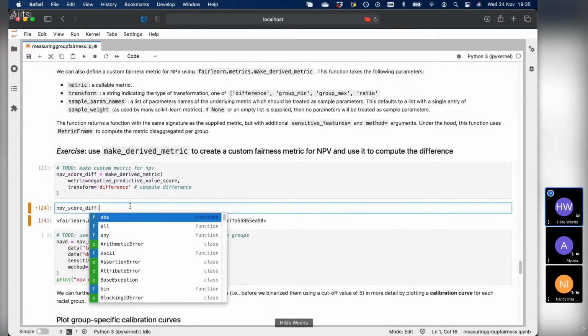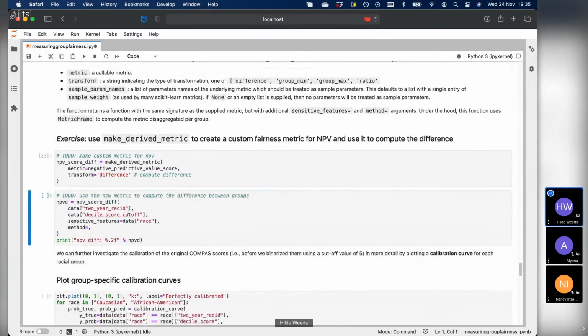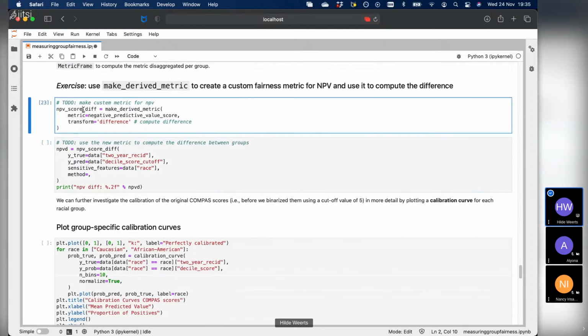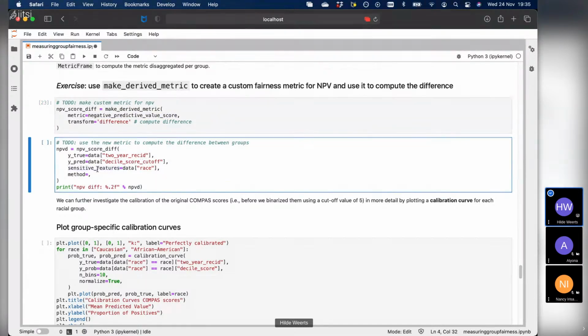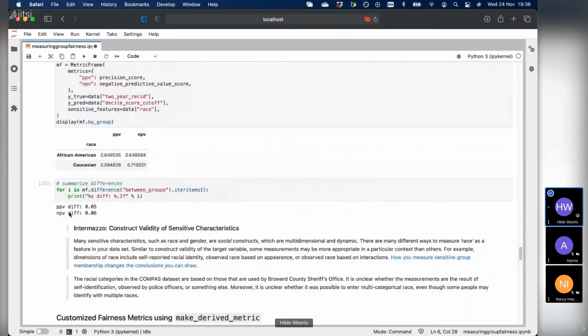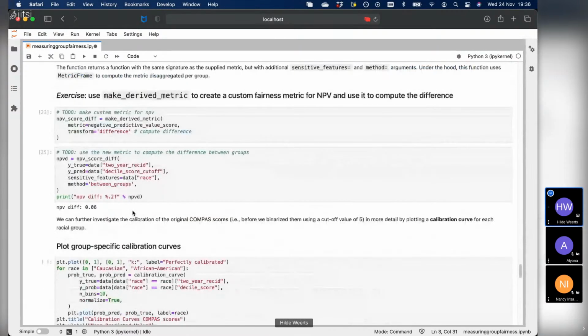We can use this function now to compute the difference between groups, similar to before. So we have y_true and y_pred, similar to what the negative predictive value score had as input. But now we can also input the sensitive features, and then we can choose whether we want to compute this compared to the overall or between groups, also similar to before. And then we see this is the exact same thing as we've seen before over here. So that's just a neat little function that I wanted to show you.